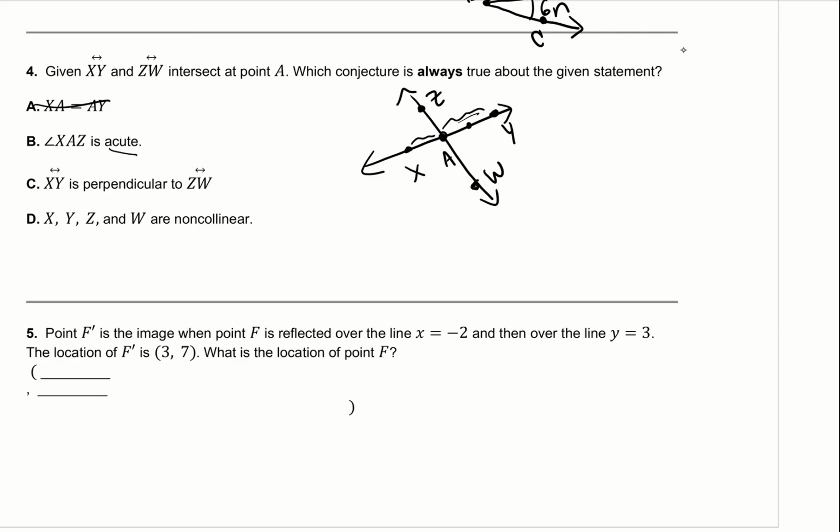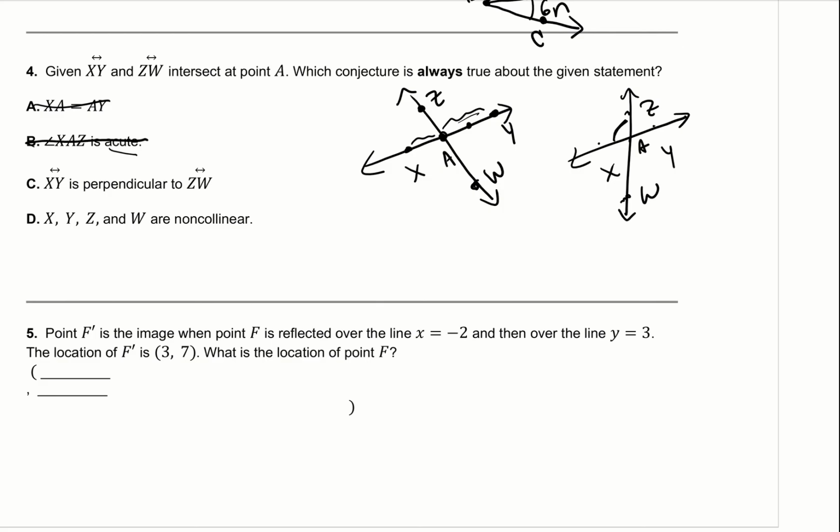And this looks like it's a little bit less than 90 degrees, really not too far from 90 degrees. But this does not necessarily have to be true. I could easily have drawn this so that it's still going to be XY, and I could have drawn the line this way, right? And that's still going to be the line ZW if I move the points. And this is going to be an obtuse angle in that case. So this is not necessarily going to be true.